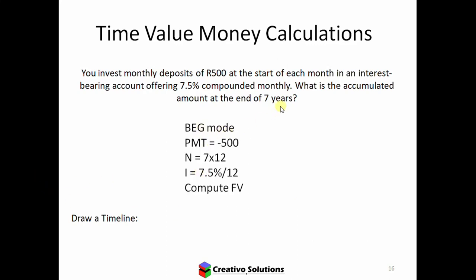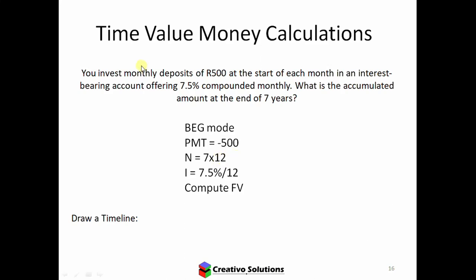Obviously, it's begin mode because it's the start of each month. At the start of each month, you're going to be depositing money. If I start, I need to change the calculator into begin mode. So begin mode, and your payment, because this is an annuity, is a monthly deposit. So PMT will be 500. The number of months: we had 7 years, so 7 times 12 is going to give you 84 months.